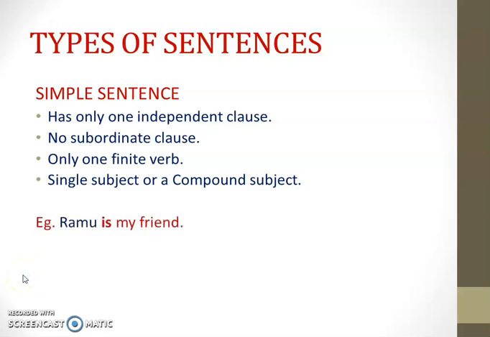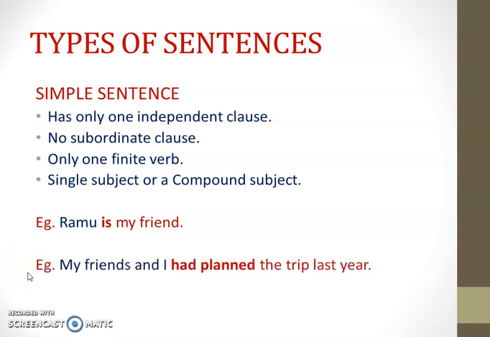Example 1, a simple sentence: Ramu is my friend. Here the subject is Ramu, a single subject, and the finite verb is "is". It doesn't have any subordinate clauses and no conjunctions. Coming to the second example: my friends and I had planned the trip last year. Here we have a compound subject, my friends and I, two components in the subject. The finite verb is "had planned". It has got only one finite verb, no other finite verb is there in the sentence. So it is a simple sentence.